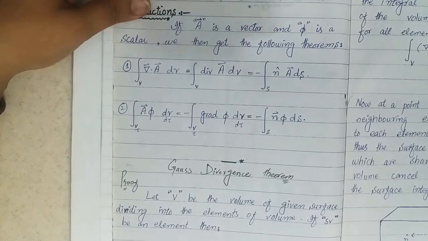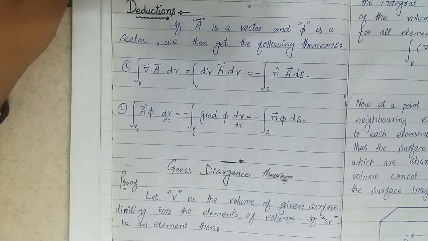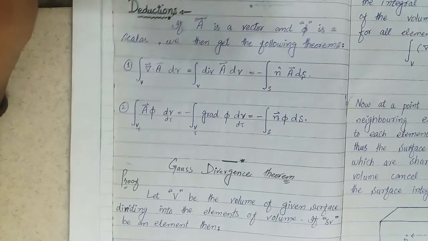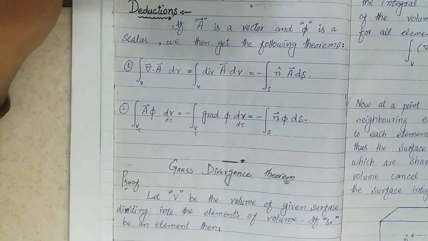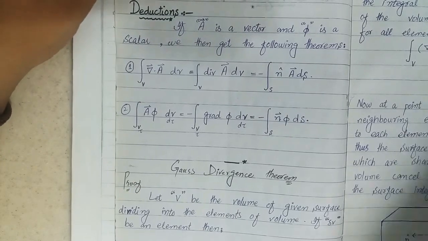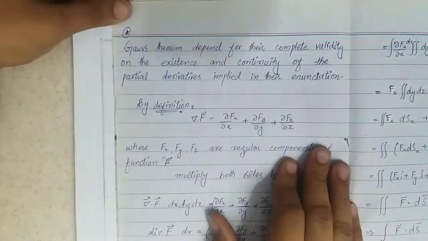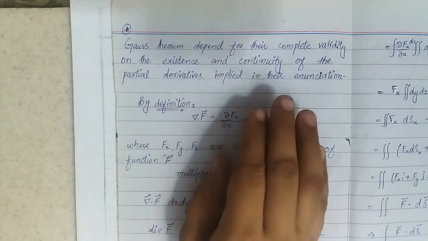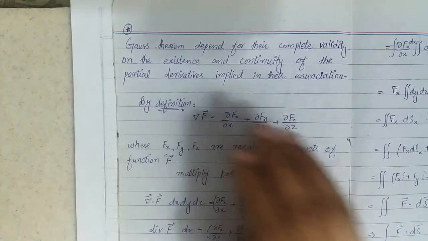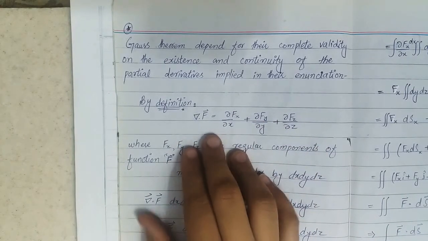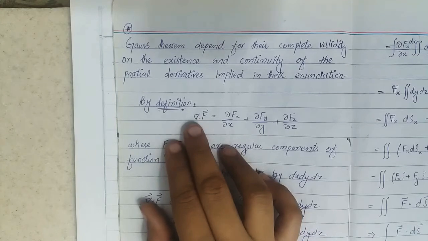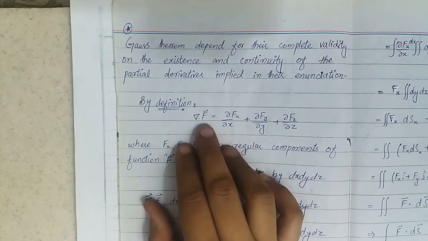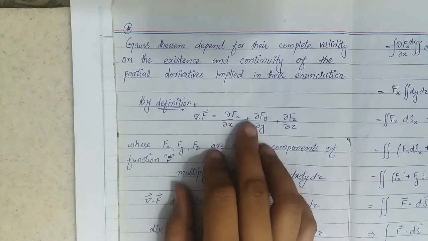As del is a vector operator and it represents the derivatives along the x-axis, y-axis and z-axis, F may be a vector or a scalar. So the Gauss divergence theorem depends, for its complete validity, on the existence and continuity of partial derivatives. By the definition of del dot F, this is the dot product of del with F, that is a vector function along the x-axis, y-axis and z-axis.